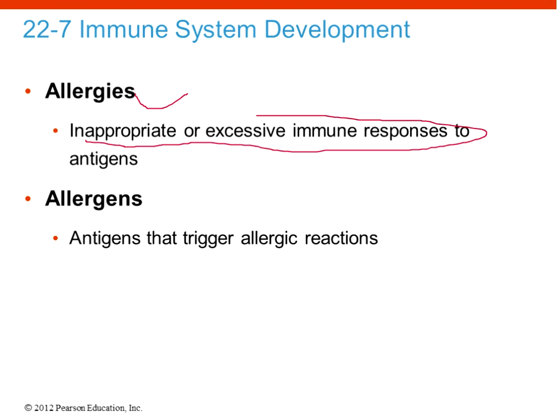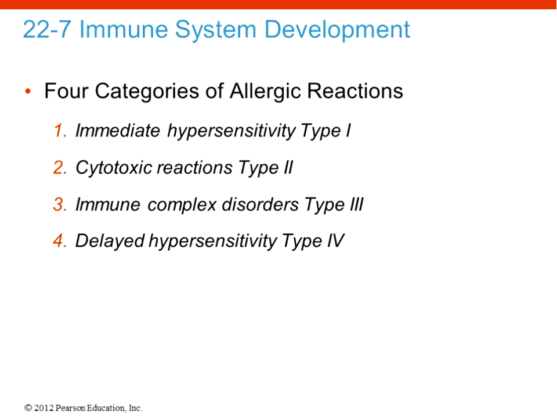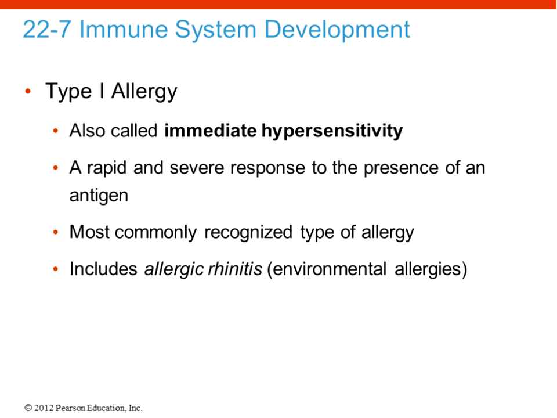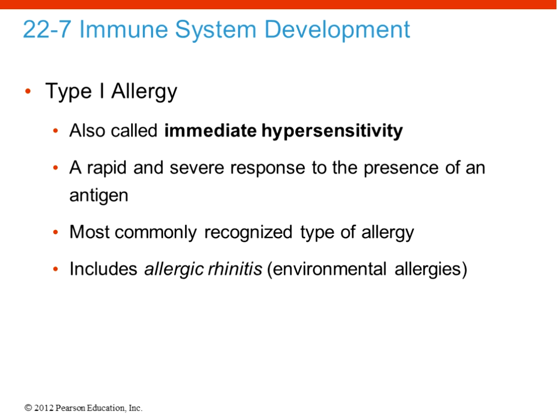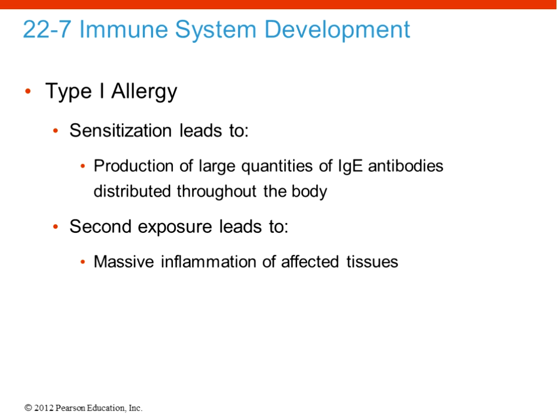And then finally, allergies. An allergy is an inappropriate, excessive immune response to antigens and allergens that trigger an allergic reaction. There are different types of allergic reactions. What I'd like to look at is a type 1 allergy, which is probably the one we're all most familiar with: immediate hypersensitivity. A type 1 allergy is a rapid and severe response to a given antigen. It's the most commonly recognized type of allergy, like environmental allergies or peanut allergies, which are becoming so much more common now.